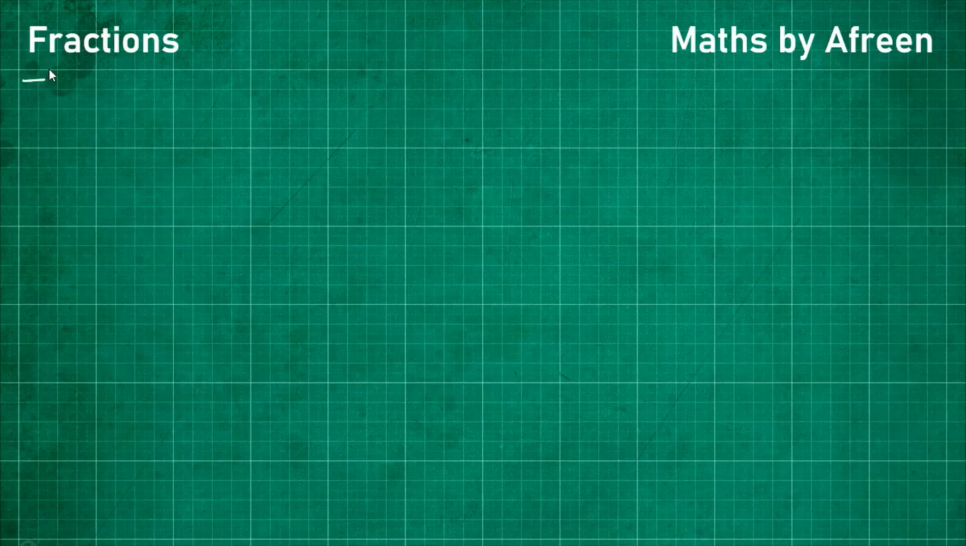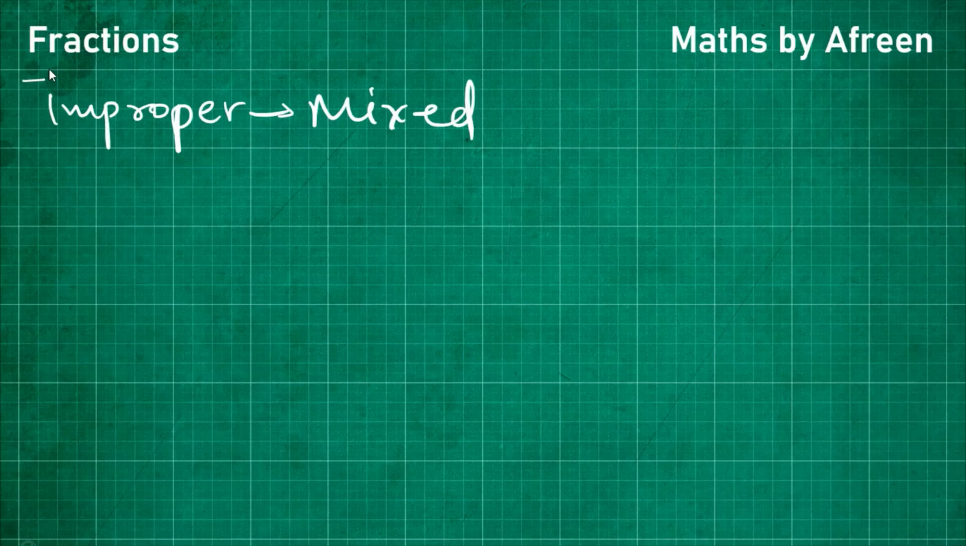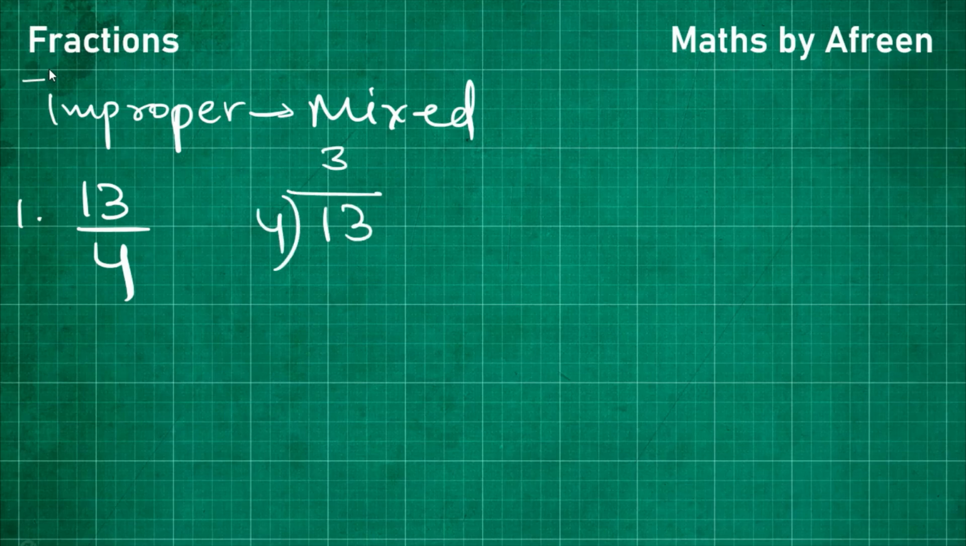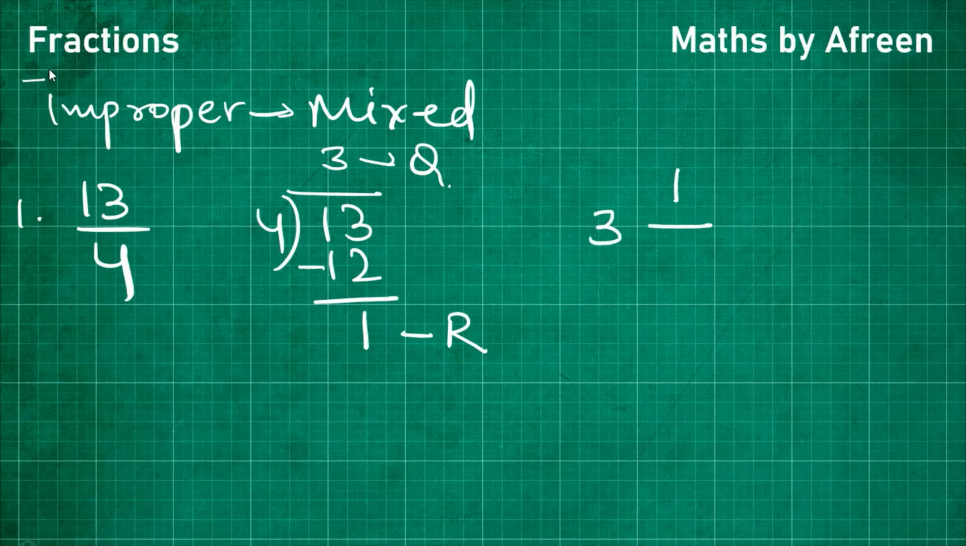Let's now do some questions on the conversion of improper fractions to mixed fractions. Question 1: 13 by 4. Here we will divide 13 by 4 and 4 3s are 12. When we subtract this 12 from 13, we will get 1 as the remainder and 3 as the quotient. Now how will we write? We will write this 3 as a whole, this remainder as the numerator 1 and this divisor as the denominator 4.